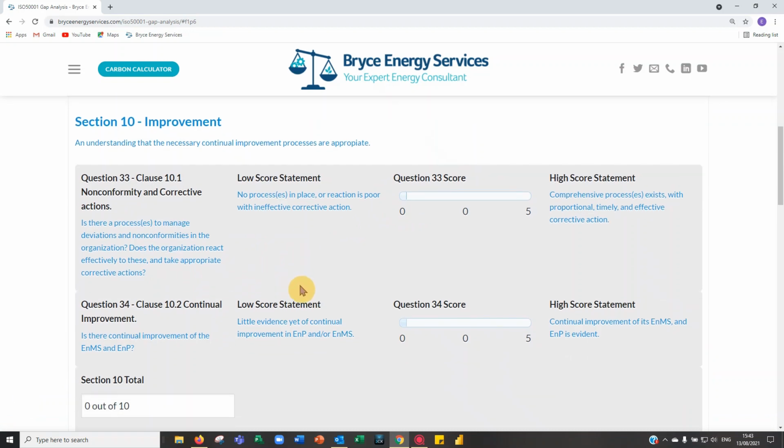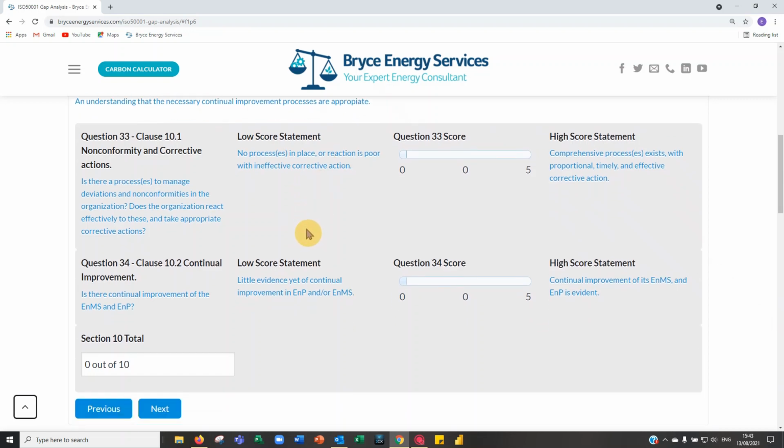Finally, last section of the standard, section 10, improvement, and understanding that the necessary continual improvement processes are appropriate. So this is the final step in the plan, do, check, act cycle. So are there processes to manage deviations and non-conformances?